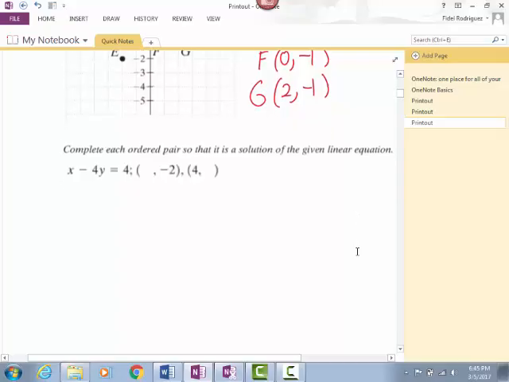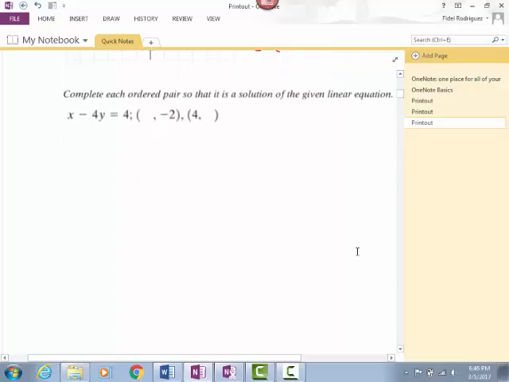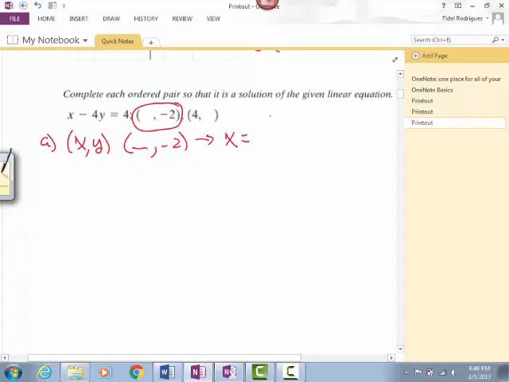So what I want to do now, I'm going to scroll down here to the next problem. And it says, complete each ordered pair so that it's a solution of the given equation. Okay, so remember, I kind of have two problems here. So I'm going to call this part A. And remember, a point is always written in the form x, y. And the point that we have is a blank, and then -2. So what that's telling me is that I don't know what x is, but I do know that y is -2.